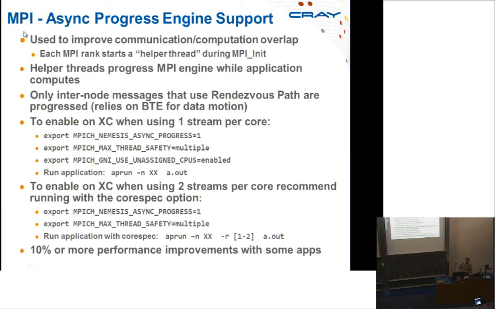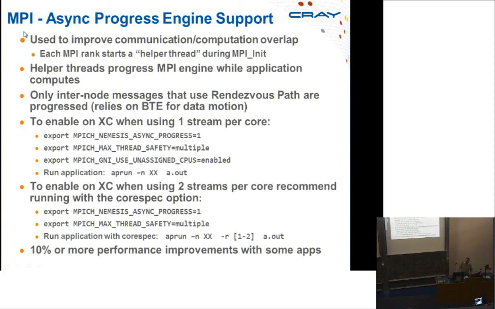Anyway, I've lost my stream of thought there. Excuse me. So what you have to do is export the MPICH_NEMESIS_ASYNC_PROGRESS=1 environment variable, set the maximum thread safety to multiple, so that we're definitely using a multi-threaded MPI library now, and export MPICH_USE_UNASSIGNED_CPUS to tell it to migrate them to the unassigned hyperthreads. Then just run the application as you normally would. If you're using dual stream, J2 mode, then effectively you are occupying these hyperthreads with work that could be used for the progress engines.